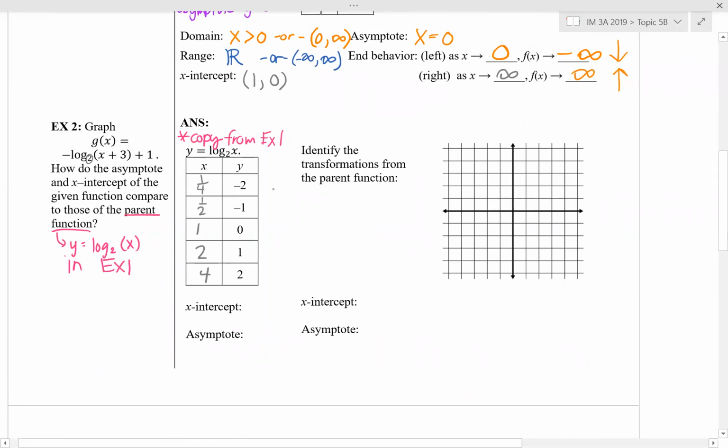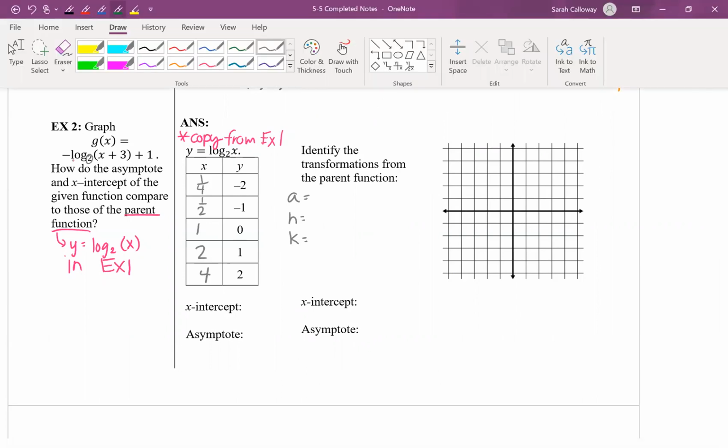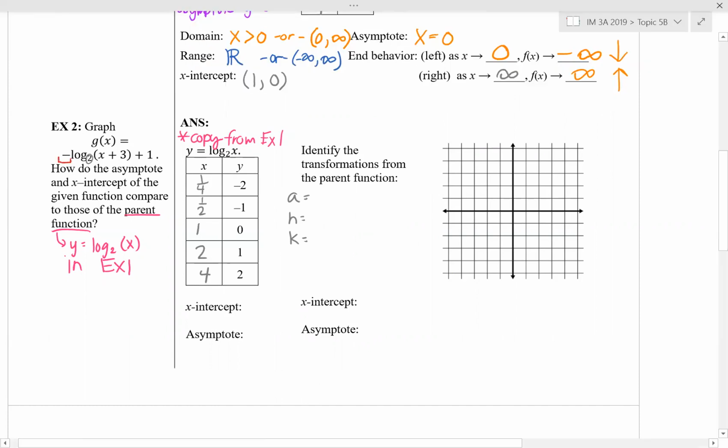So if I'm identifying the transformations, I want to think about what is a, what is h, what is k, and how do those translate our graph. So remember that a is the number that's in front of the log. Since it's just a negative sign, that means that a is -1. Remember that that means that this is a reflection across the x-axis.